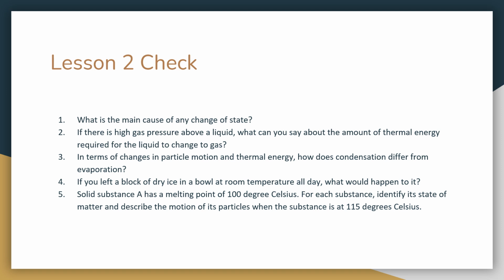Its particles would be moving more quickly than in its solid state. Liquid B would remain a liquid at 115 degrees Celsius. Its particles would be moving slowly, but not yet slowly enough to be a solid. And that concludes Lesson 2.